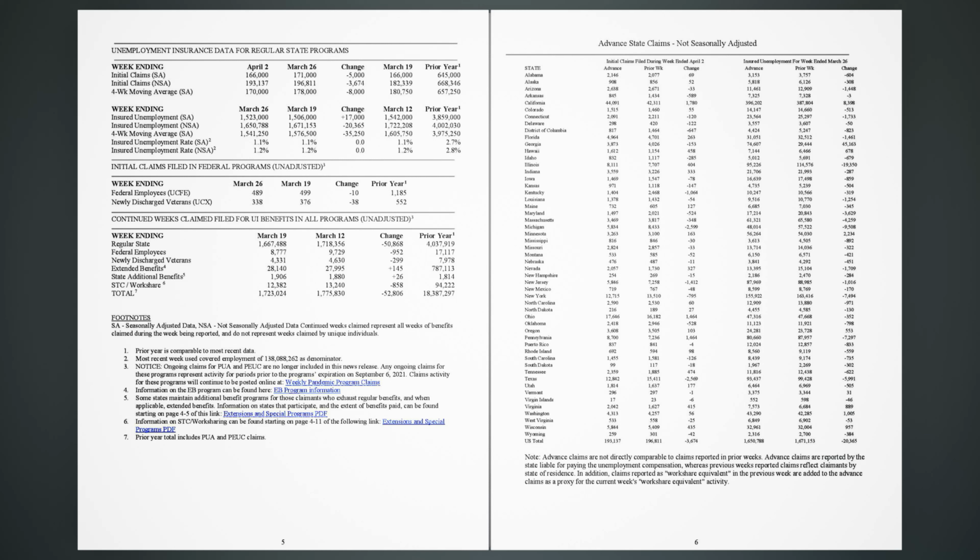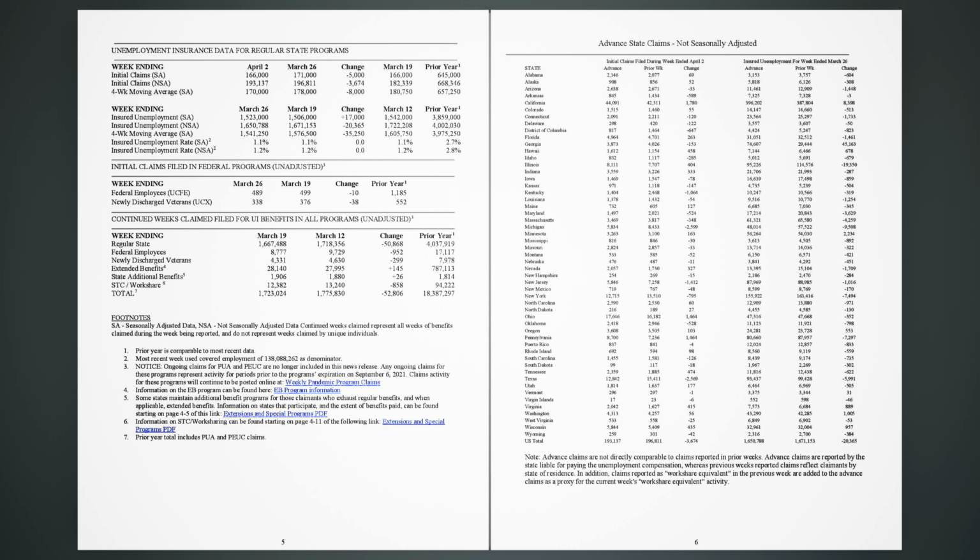Week ending March 26. Insured unemployment, seasonally adjusted, 1,523,000. Insured unemployment, not seasonally adjusted, 1,650,788. 4-week moving average, seasonally adjusted, 1,541,250. Insured unemployment rate, seasonally adjusted, 1.1%. Insured unemployment rate, not seasonally adjusted, 1.2%.